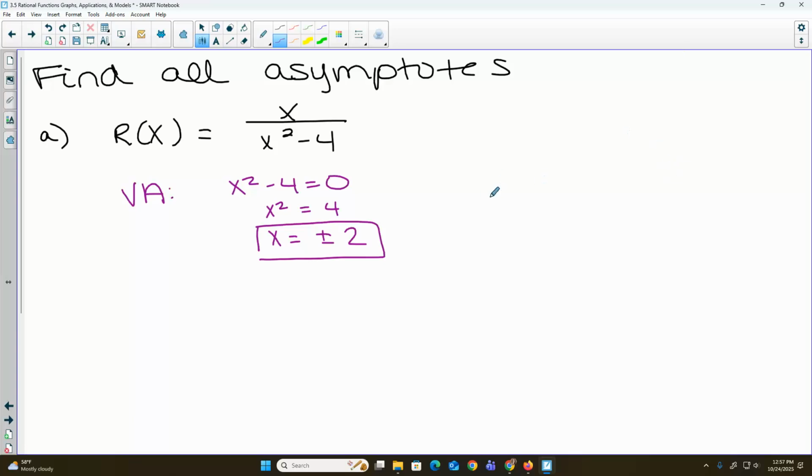All right, then we have to decide if it's horizontal or oblique. It will not be both. It's one or the other. So that's based off the degree. What is the degree of the top? So it's an x, so the degree is the exponent, so that's 1. The bottom is 2. If the top is smaller, what do I have? Horizontal. And it's always y equals 0.